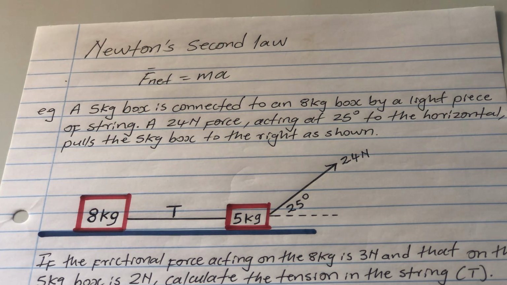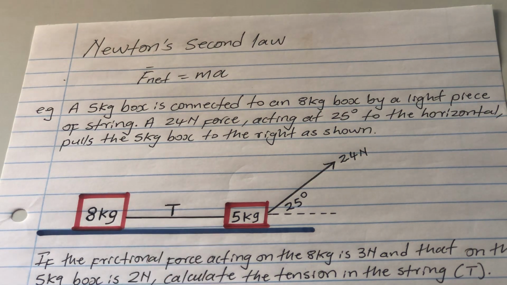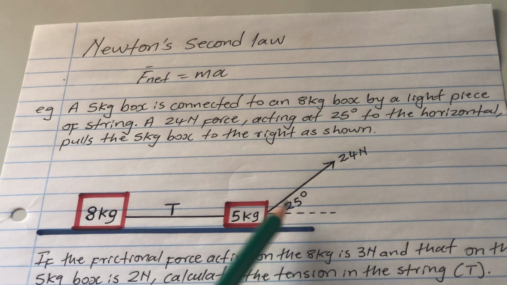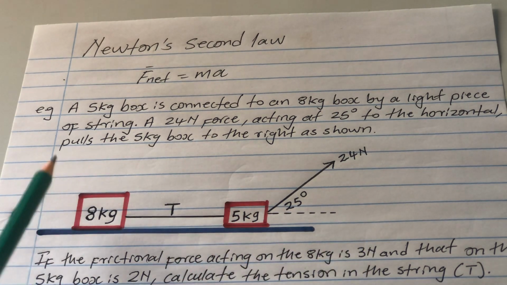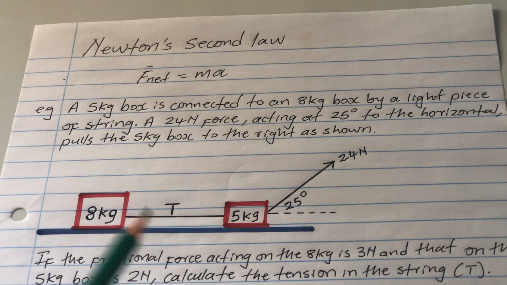So let's look at the problem that we're supposed to solve or to answer. It says that a 5 kg box is connected to an 8 kg box by a light piece of string. A 24 Newton force acting at an angle of 25 degrees to the horizontal pulls the 5 kg box to the right as shown. We know that the motion of the 5 kg and 8 kg boxes is to the right.